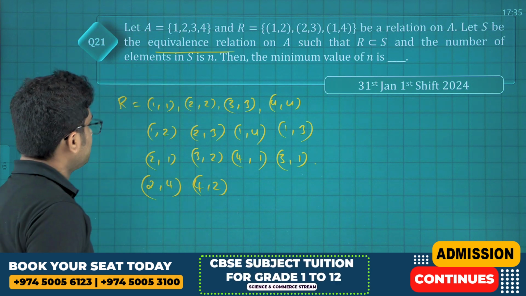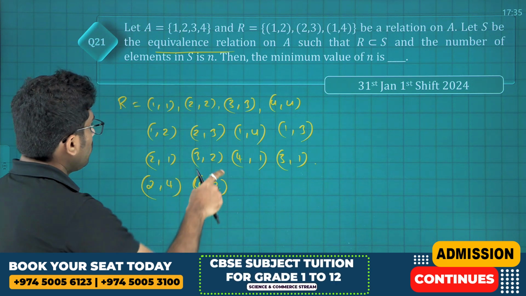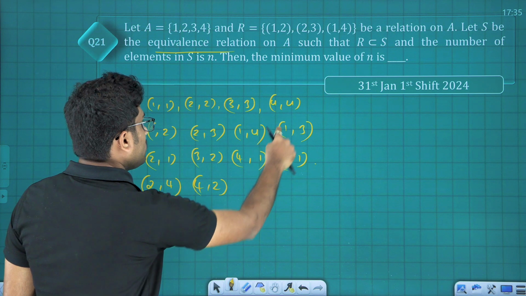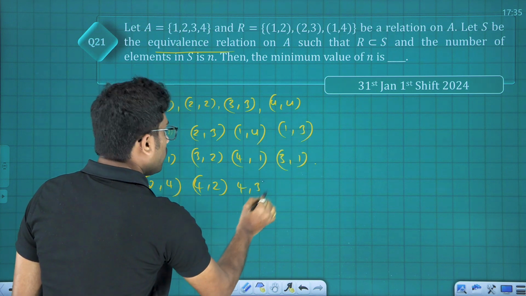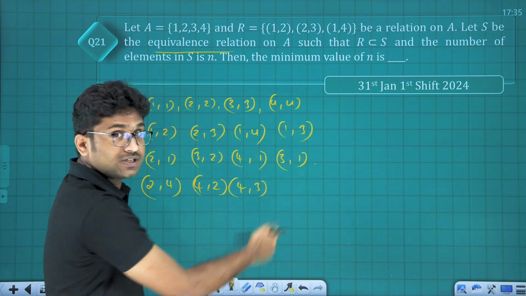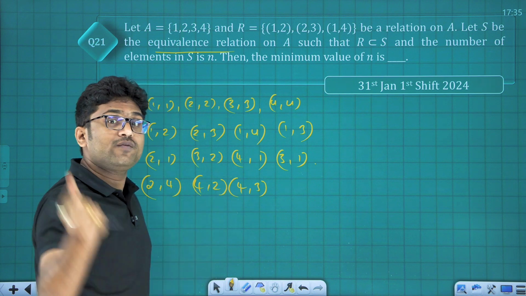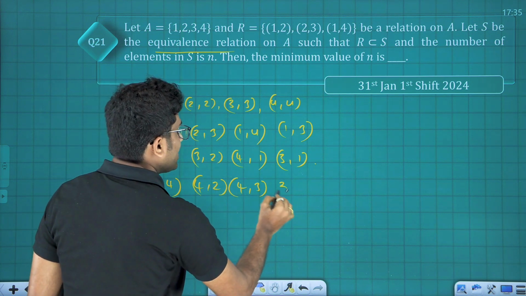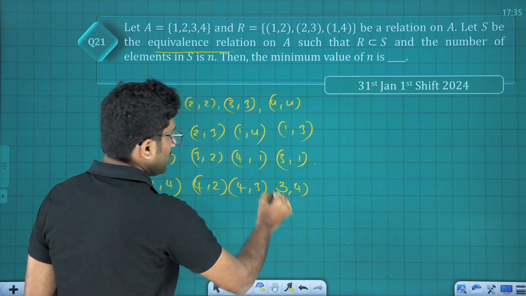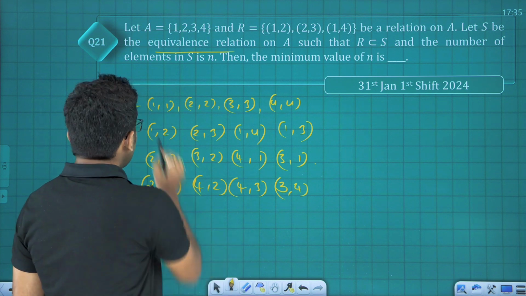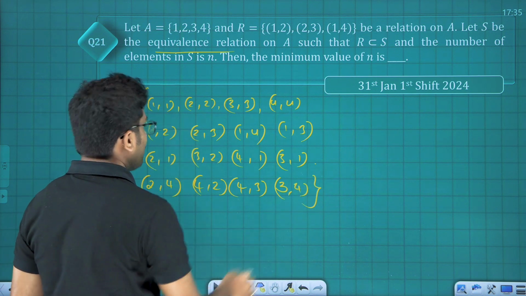So next, what else should be there? (4, 1), (1, 3). So to make it symmetric, (4, 3), (4, 1), (1, 3). To make it transitive, (4, 3) should be there. Now when we have (4, 3), to make it symmetric, (3, 4) should be there. So that's it. So these are the elements of capital R.